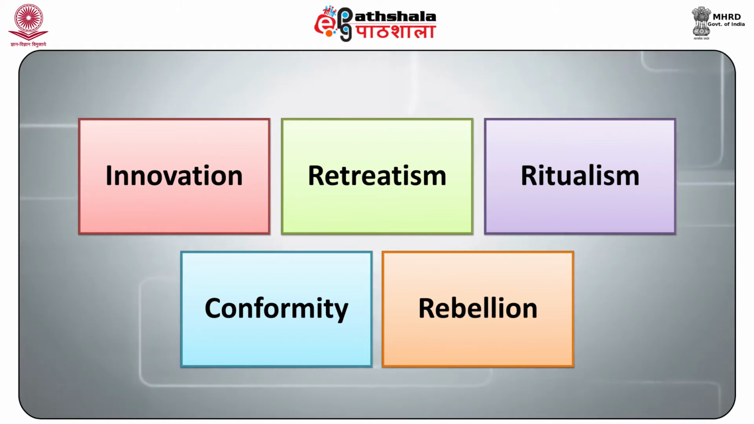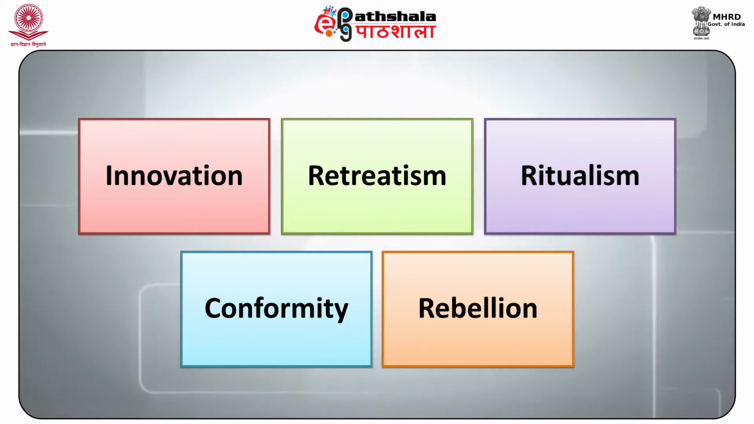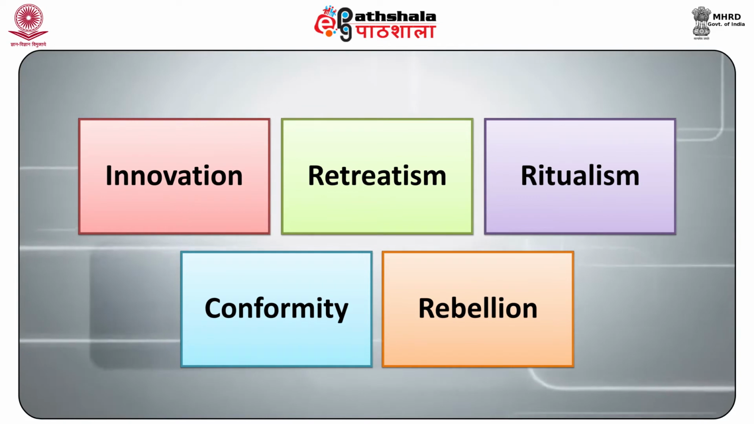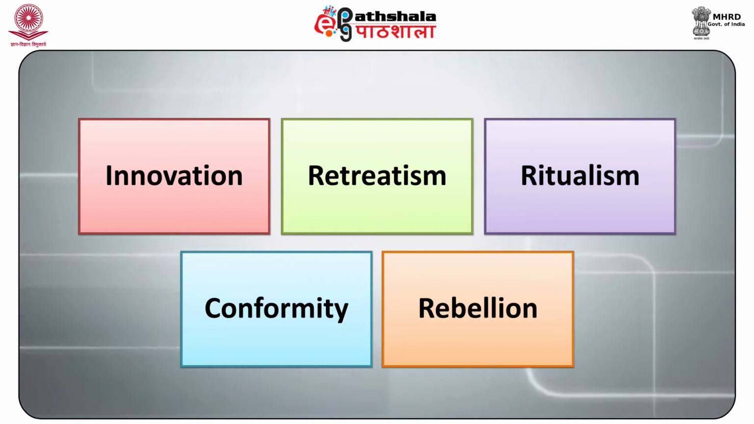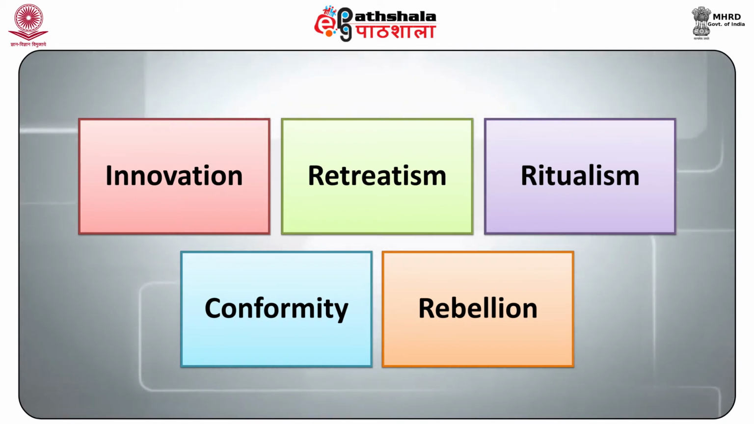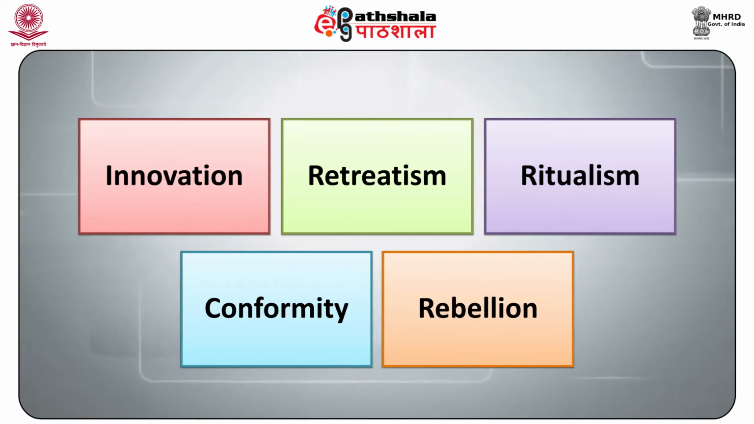Second, retreatism. Here both the socially approved goals and means are rejected. Third, ritualism. Here socially approved goals are rejected but not the means, which are socially acceptable. Fourth, conformity. Here the means and goals of the system are conformed to. Fifth, rebellion. People who deviate from socially approved means and goals and create a new system of socially acceptable goals and means.